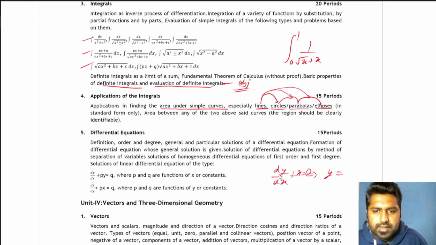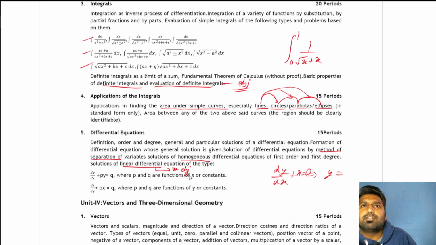There are multiple ways. First of all, solution of differential equation by method of separation, then homogeneous, and most important is linear. Again, very much important from an objective point of view. In linear differential equation, usually the objective question is asking about IF, integrating factor, very straightforward. So that is nothing but integration itself.